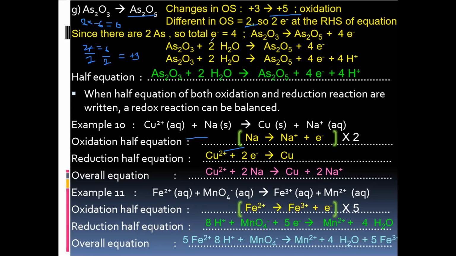So total electron equals 4. Okay, in this case, total electron equals 4. How do we arrive at that? Just follow me very closely. What's the oxidation state of arsenic on this end? It is +3. Is that not so? +3. Oxidation state of arsenic on this other side is +5. We've calculated that already.